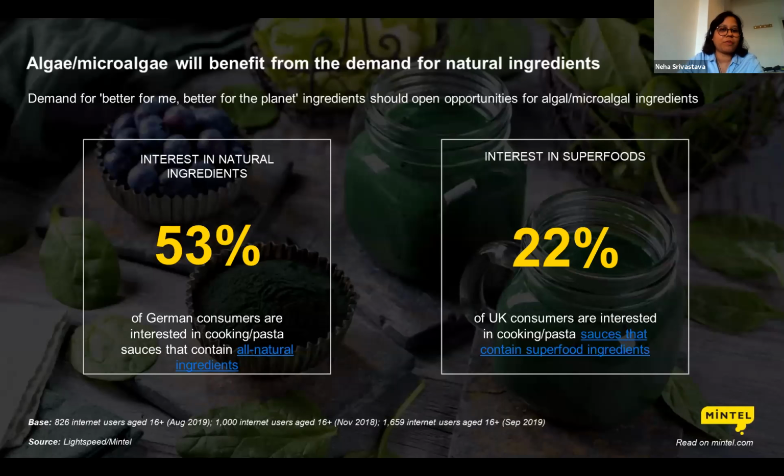It can be from plant origin or can be from the superfood. So this opens an opportunity for microalgae or algae to enter the food and drink category space, because they are of natural origin.